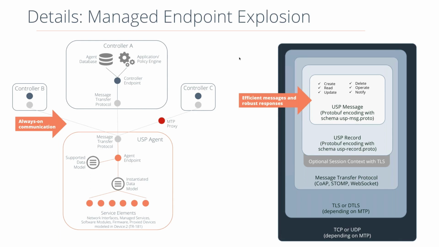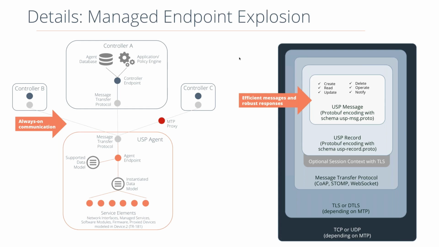And then on the right-hand side, we see the efficient messages and robust responses. So that's where the protocol, the USP Message proto file comes in, which is actually Google protocol buffers. So this allows us to send a binary data encoding across the line. And also, we see the different messages up here basically are CRUD-based, kind of REST-oriented messages where you have create, read, update, delete, which are in USP gets, sets, adds, and deletes.